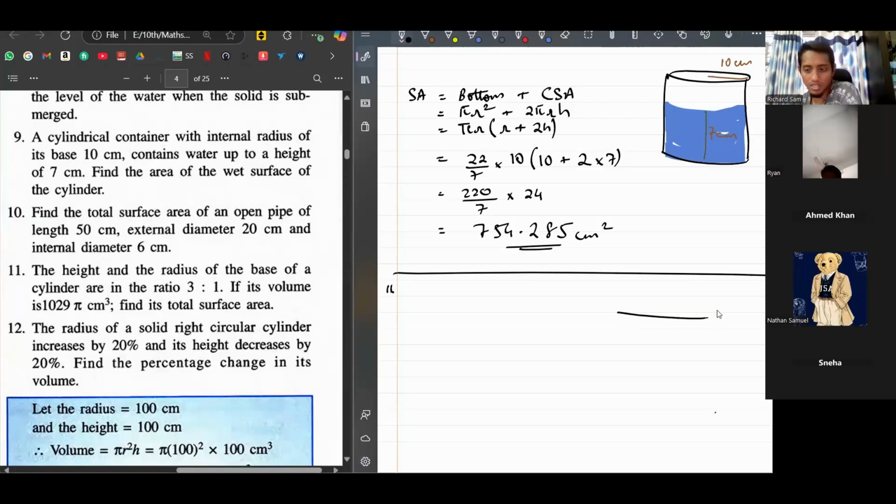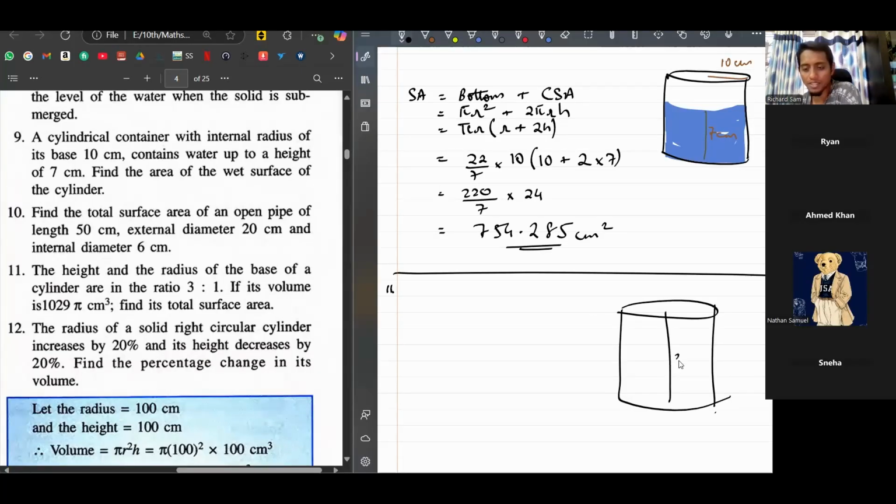Okay, so this is a cylinder. We don't know the exact values. What we know is that the height and radius are in the ratio. So if height is 3x, then the radius will be 1x. Okay, that's all we know. Ratio means you have to put x, right? So 3x and 1x are the height and radius.